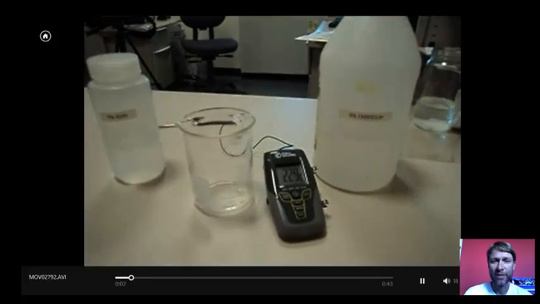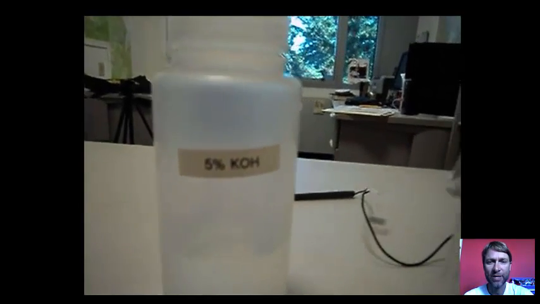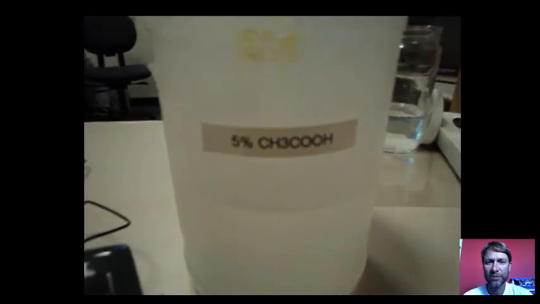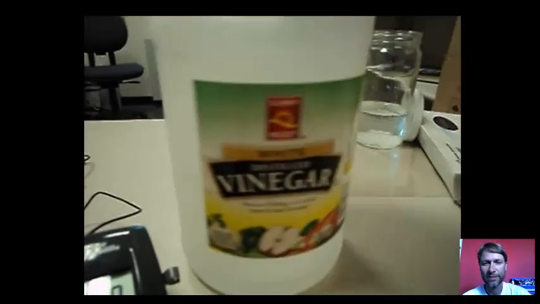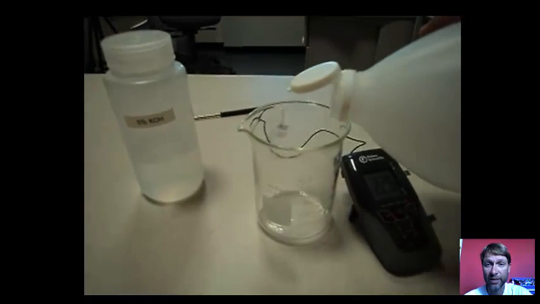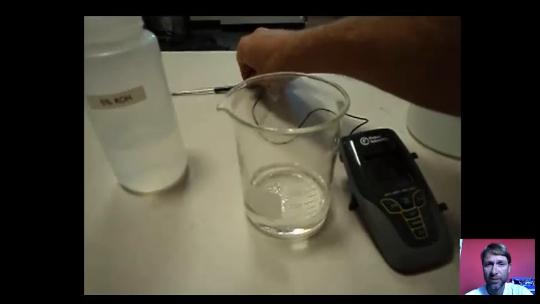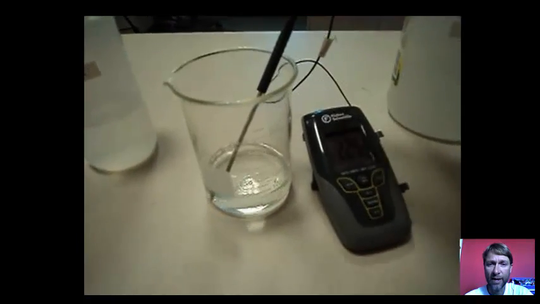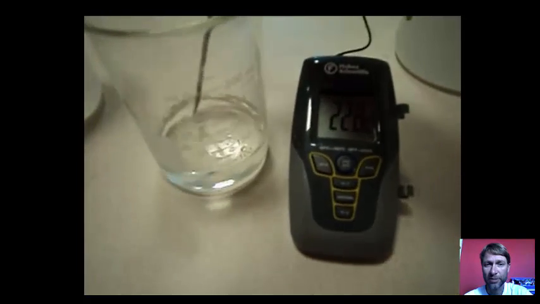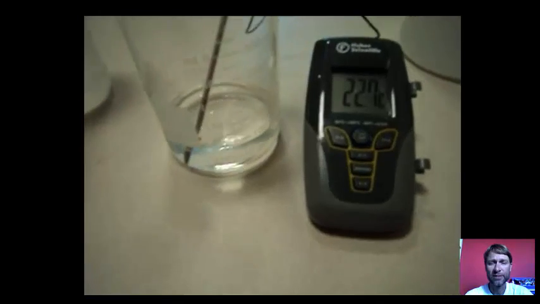Okay, so now I'm going to describe an experiment which is a heat of neutralization reaction. Notice we're going to monitor the temperature. We're going to take some 5% potassium hydroxide and mix it with 5% acetic acid, otherwise known as vinegar. Now, these two chemicals mixed together will produce some heat. We'll start out by adding the vinegar, about 100 mL, to this beaker, and you can see the initial temperature, stir it up a little, 22.7 degrees Celsius.